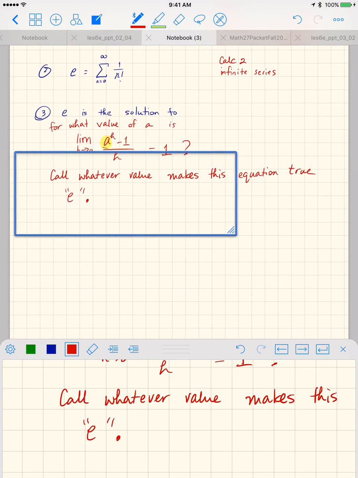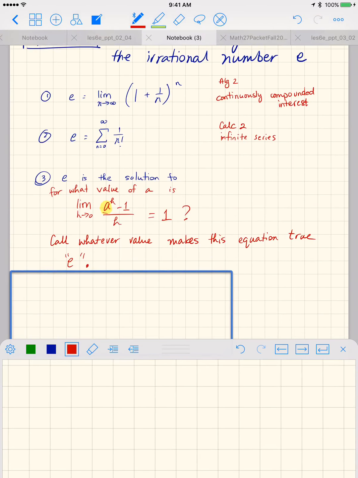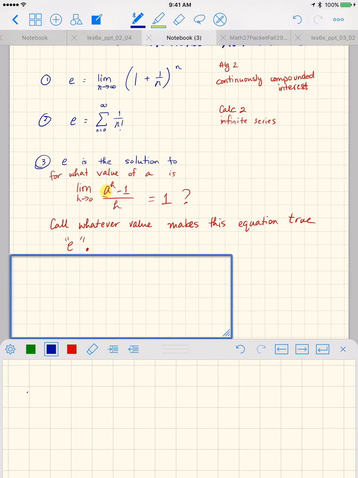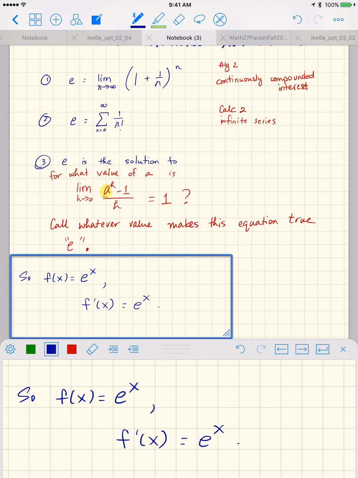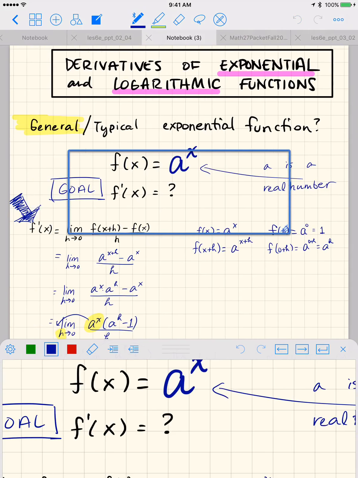So what does that do for us? Well, looking back, now this means for f of x equal to e to the x, f prime of x is going to equal e to the x times f prime of 0. But now remember, that's e to the x times 1. Now why is that? Let's look back.